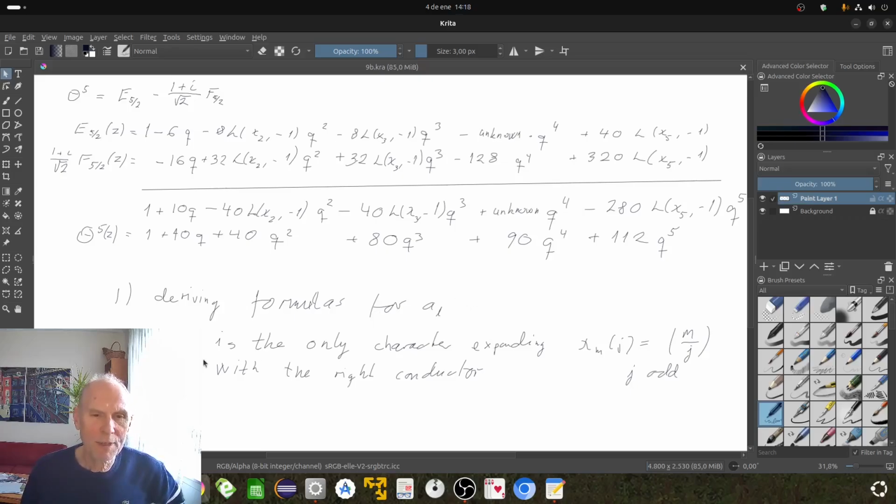The next problem is the character chi m, which expands m over j for j odd. So it vanishes when j is even and m is even, and I haven't verified that that's the only possibility given the right conductor. So that's our two outstanding problems, and I'll just carry on with those unsolved.